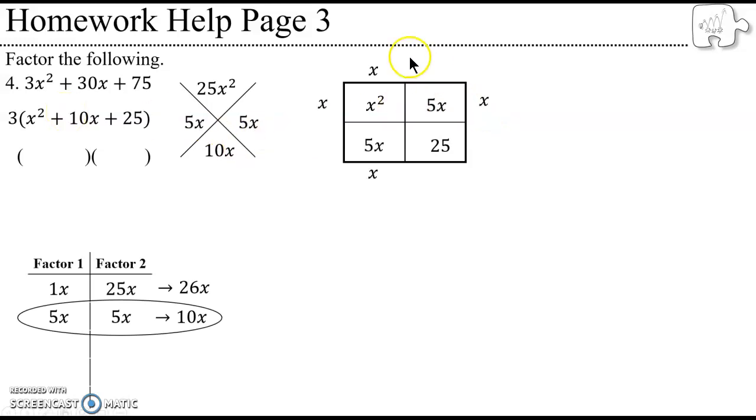Alright, so x times what is 5x? x times 5 is 5x, so we can drop down a 5 here. And 5 times what is 25? 5 times 5 is 25. So then we can drop that across here, right? We got our length. We got our width.